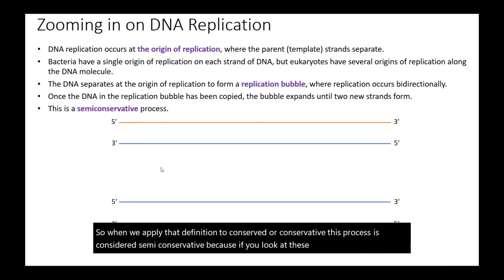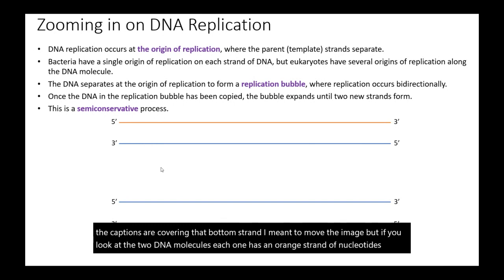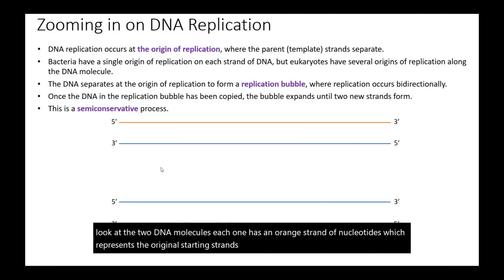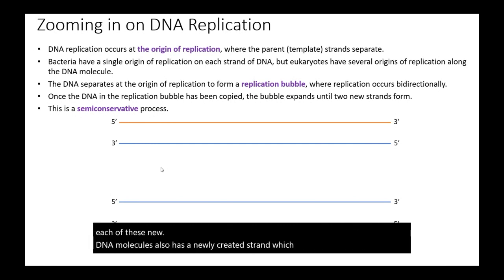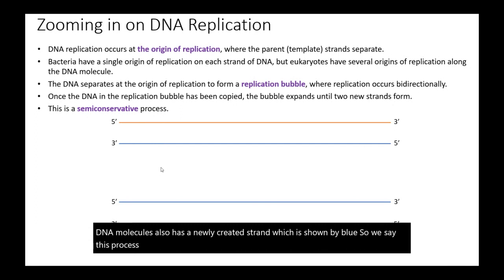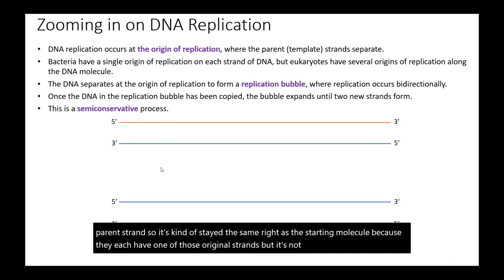If you look at these two molecules, and I'm sorry, the captions are covering that bottom strand. I meant to move the image. But if you look at the two DNA molecules, each one has an orange strand of nucleotides, which represents the original starting strands from that parent DNA molecule. And then each of these new DNA molecules also has a newly created strand, which is shown by blue. So we say this process is semi-conservative because each DNA molecule has one original parent strand. So it's stayed the same as the starting molecule, because they each have one of those original strands, but it's not entirely the same because one of those strands is also newly made.